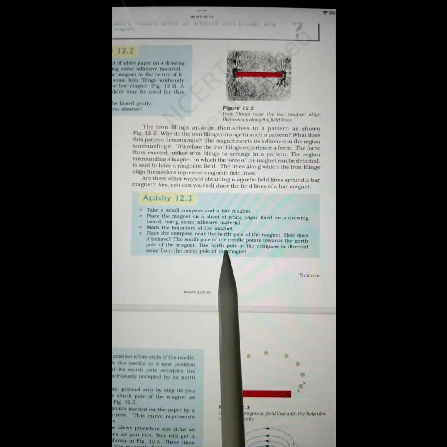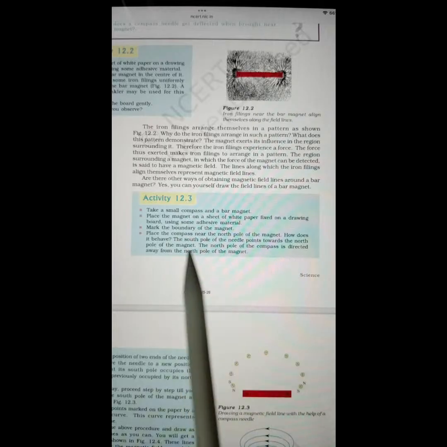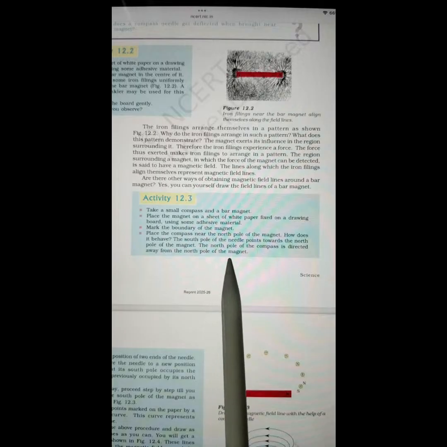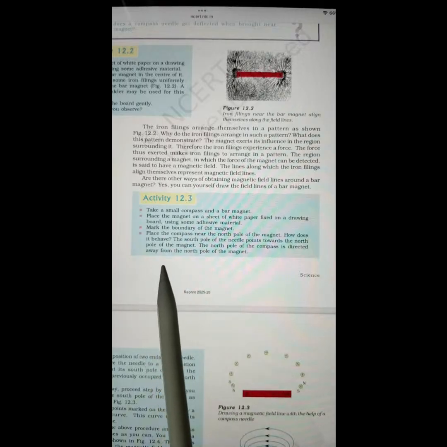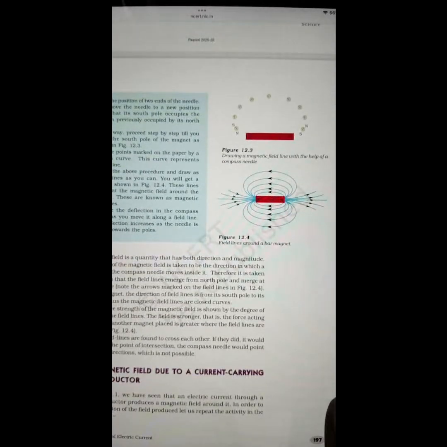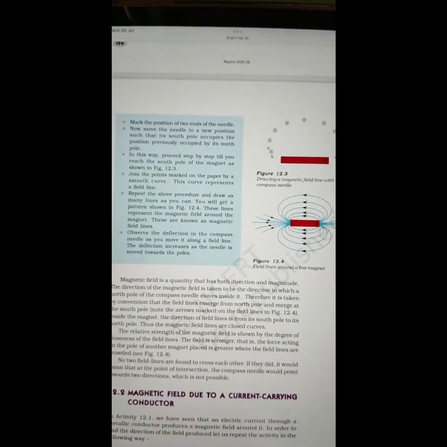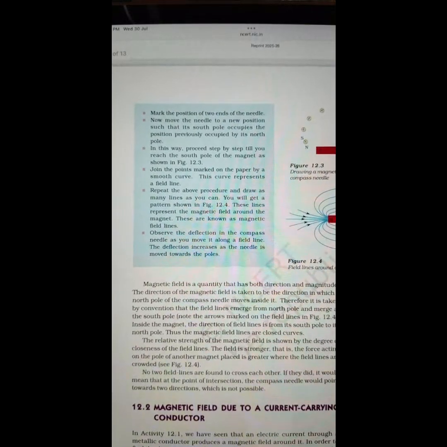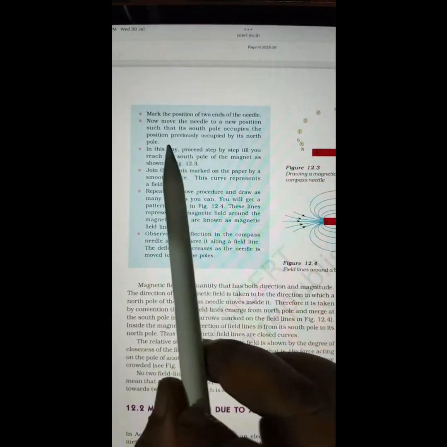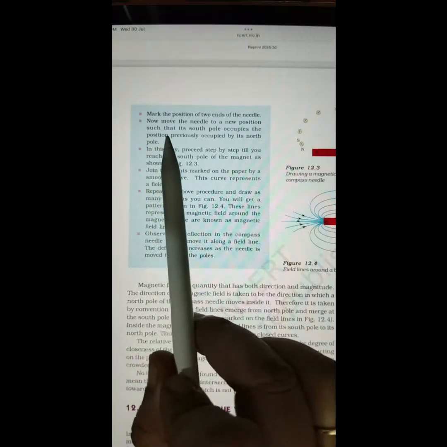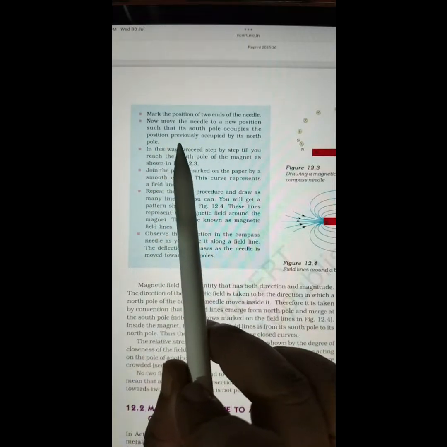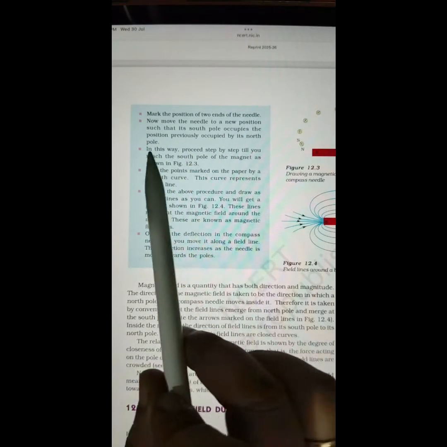The south pole of the needle points towards the north pole of the magnet. The north pole of the compass is directed away from the north pole of the magnet. Mark the positions of the two ends of the needle. Now move the needle to a new position such that its south pole occupies the position previously occupied by its north pole.